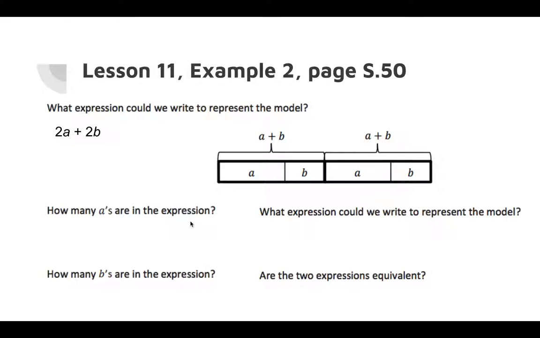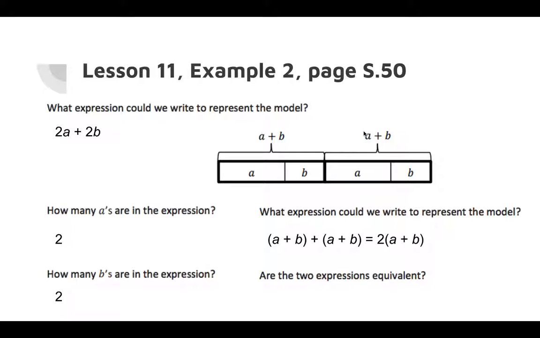How many A's are in an expression? There are 2. And how many B's in an expression? There are 2. What expression could we write to represent the model? Okay, this can be written as A plus B plus A plus B, or it can also mean, and it's the same as 2 times the sum of A plus B. Okay, because we have one group here and one group here. That means you have 2 of those.